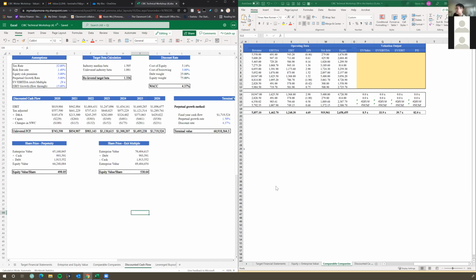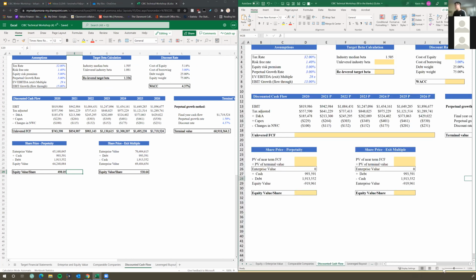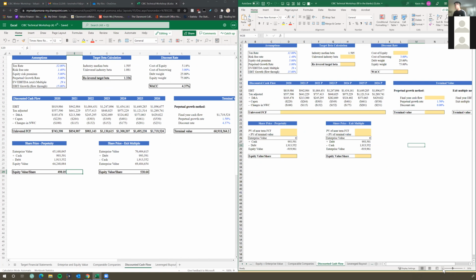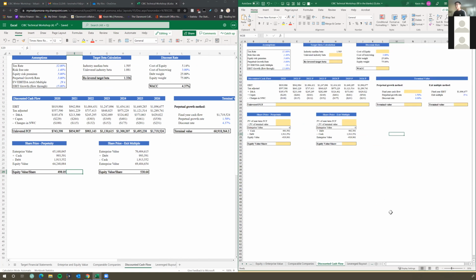Discounted cash flow. So, what the heck are we looking at here, Kevin? Zach or Virginia, what is a DCF and why does it matter?